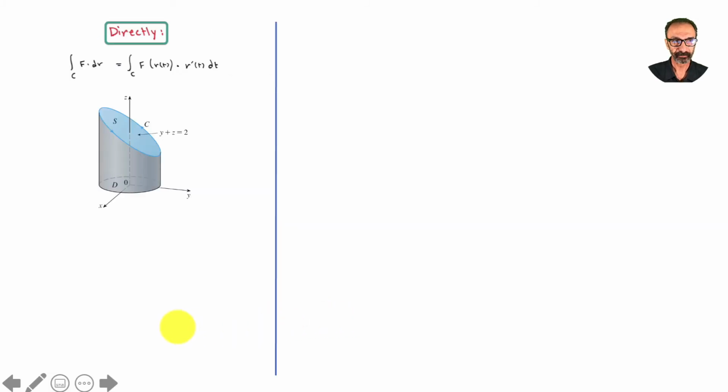Now, as I mentioned earlier, I'm going to do it 3 different ways, and I'll do my best to speak clearly and slow down. Here's the first method, directly. So we're using line integrals from the first 2 sections of this unit, when we talked about vector fields. Then we talked about line integrals.